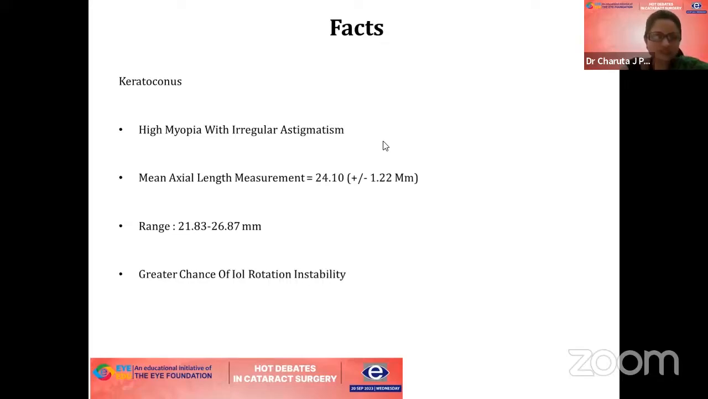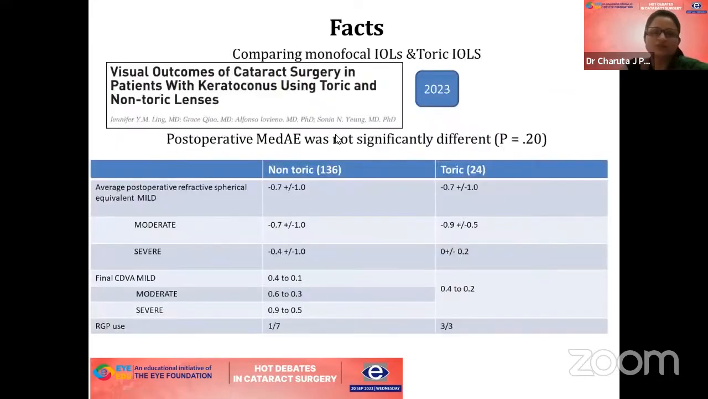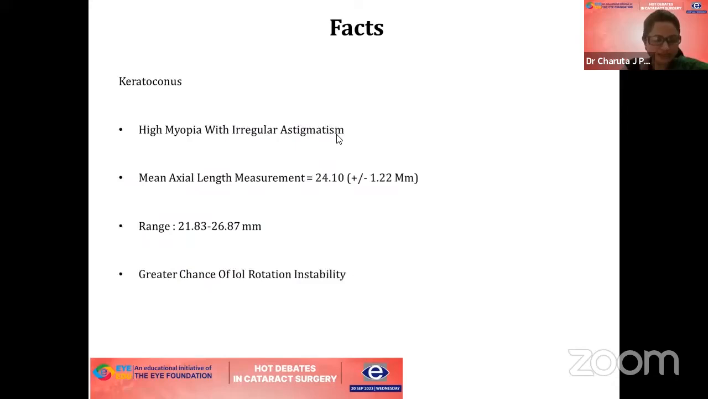What else? Rotational stability is actually a major endpoint analysis of the toric IOL, and it greatly depends on capsular bag size and axial length and associated myopia. Theoretically, all patients with keratoconus who have axial myopia should be prone to IOL rotation, although there is no case report which has actually reported this. Now, residual astigmatism can be produced due to rotation of the toric IOL post-surgery.